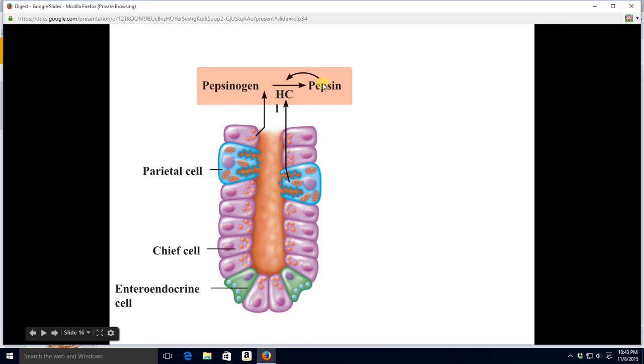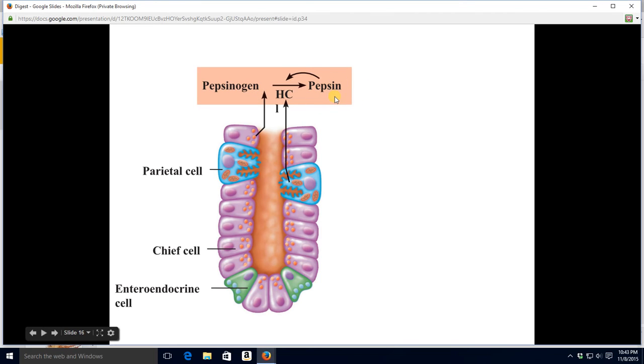Interestingly enough, notice this curvy back arrow here. This means that pepsin catalyzes its own production. So once you make a little bit of pepsin, that pepsin promotes the production of even more pepsin from pepsinogen. So it's autocatalytic here.